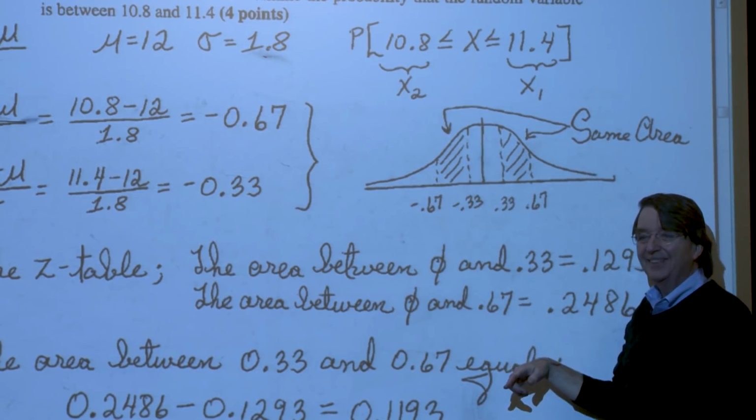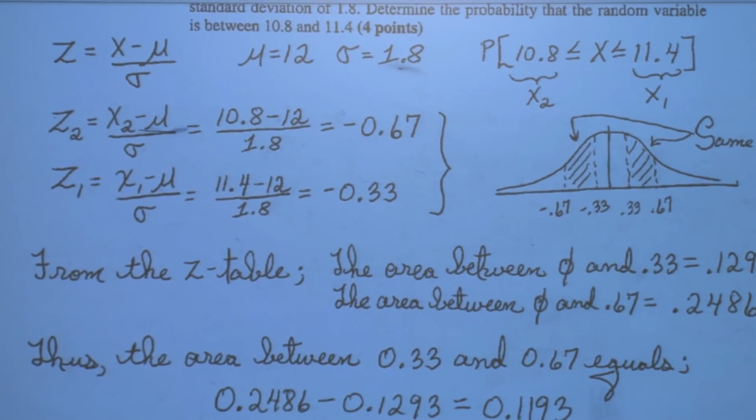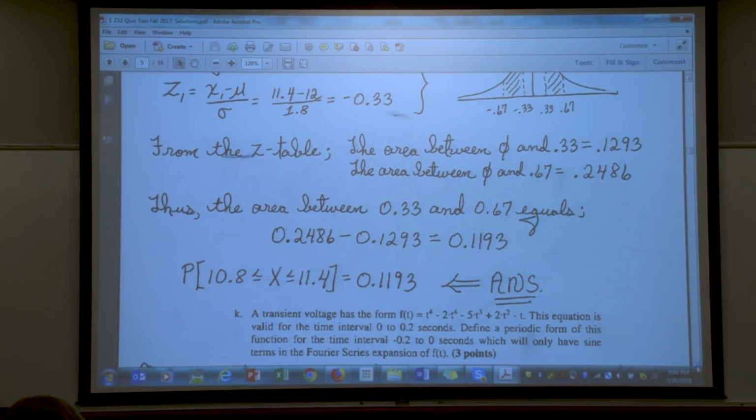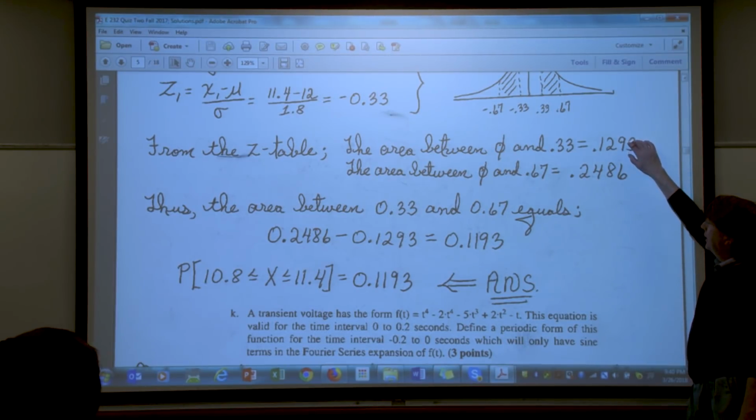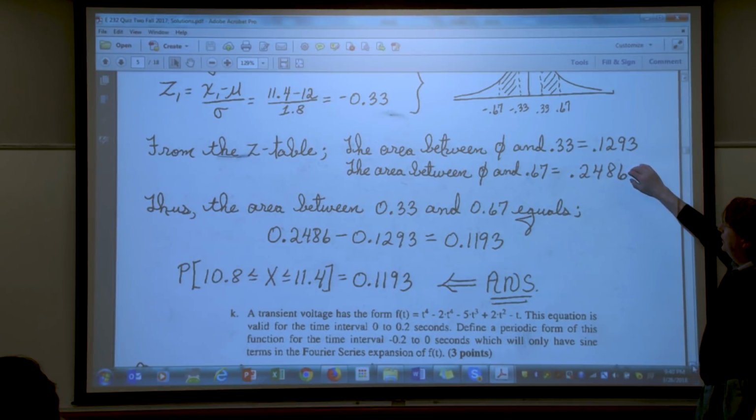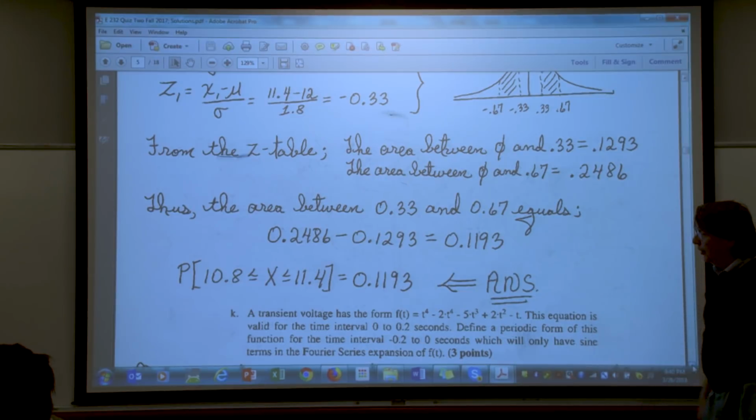Subtract. So what we do is we subtract the two areas. So I get 0.2486 minus 0.1293. So this is the area from 0 to 0.33. Here's the area from 0 to 0.67. I subtract and I get the shaded area, which is what I want, 0.1193.